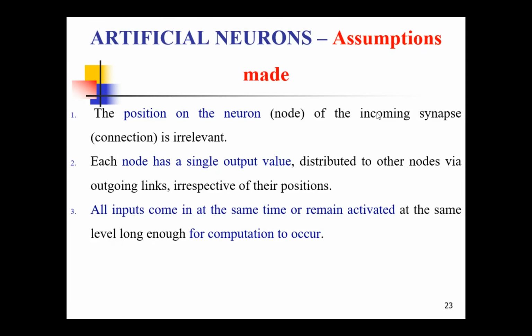Here, all inputs come at the same time. If I consider a neuron in the hidden layer with two inputs, I am going to have inputs coming from both the neurons at the same time. So it remains activated at the same level so that the computation can take place. All the outputs will come at the same time to a particular neuron, and at the same time it should be ready for computations.